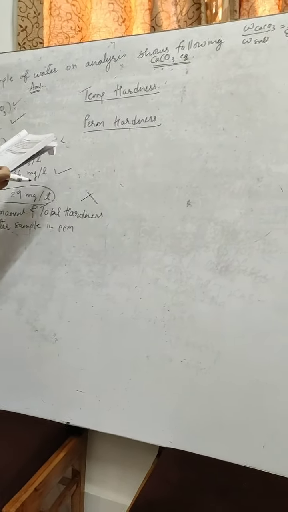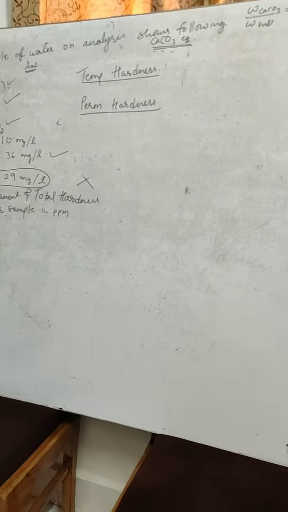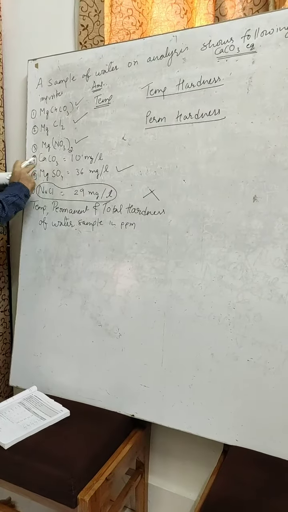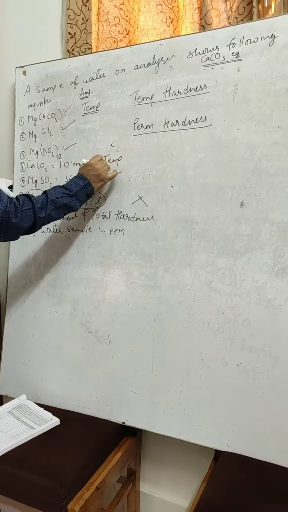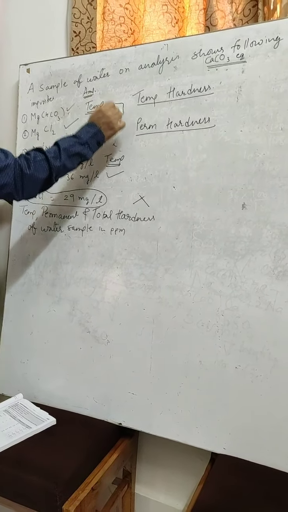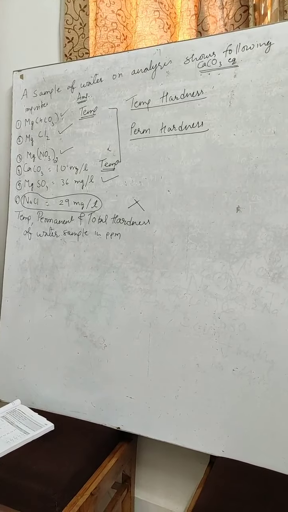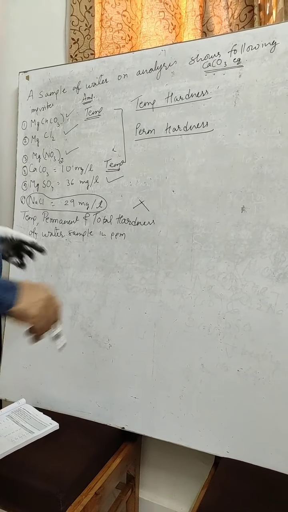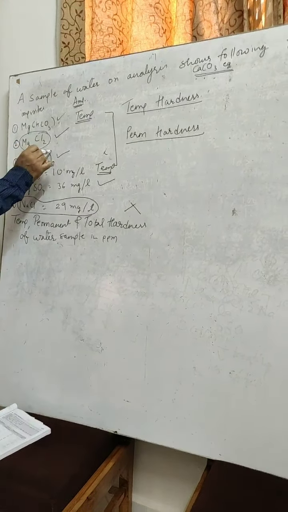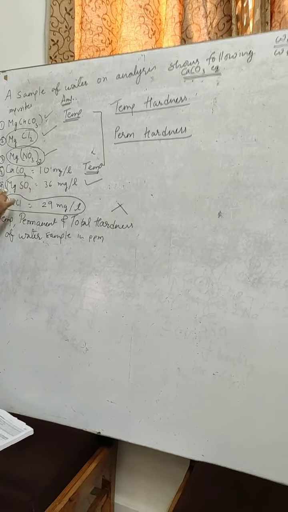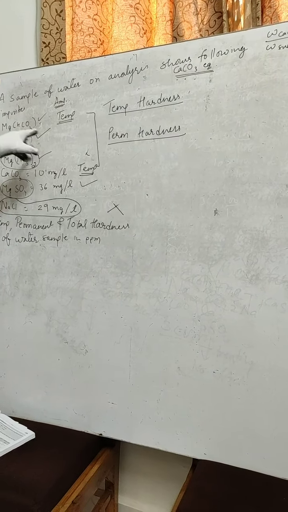So temporary hardness is given as due to magnesium bicarbonate and calcium carbonate. That is, magnesium bicarbonate produces temporary hardness, and this is also temporary hardness. So you simply add these two values, and this will give you the value of total temporary hardness, and the remaining 1, 2 and 3 give the permanent hardness.